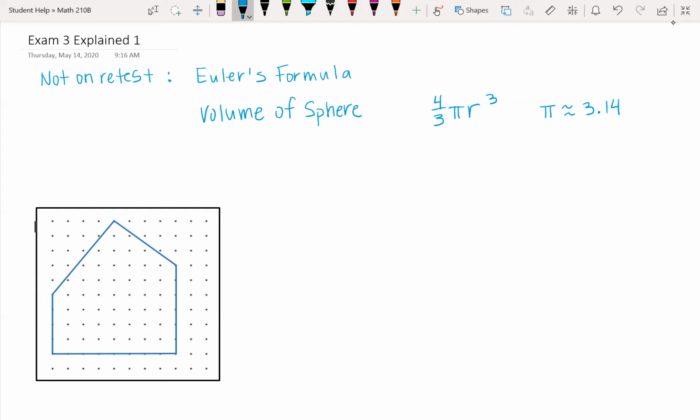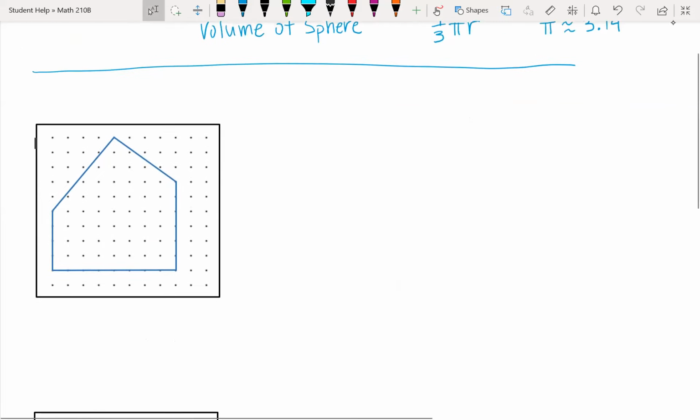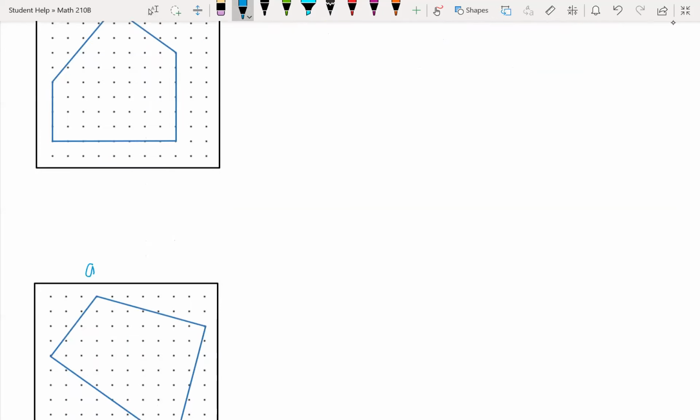But most people knew how to either find that formula or use that formula, so those two items will not be on the retest. All right, so the next set of things is what is potentially on the retest. The first two problems were to find the perimeter of a shape, and then to find the area of a shape on the geoboard.